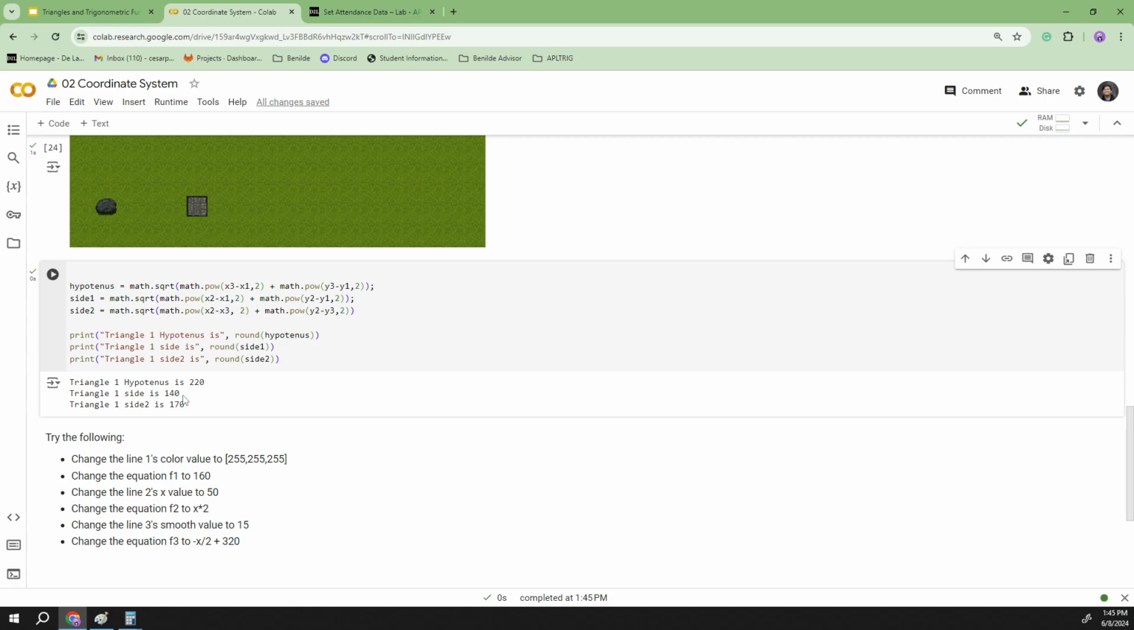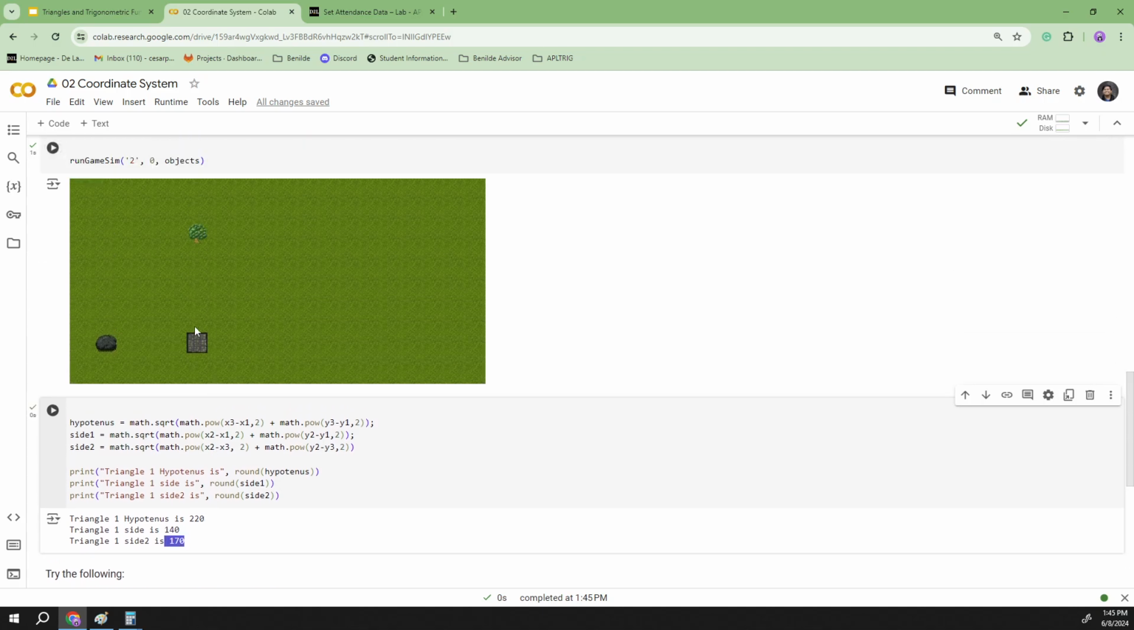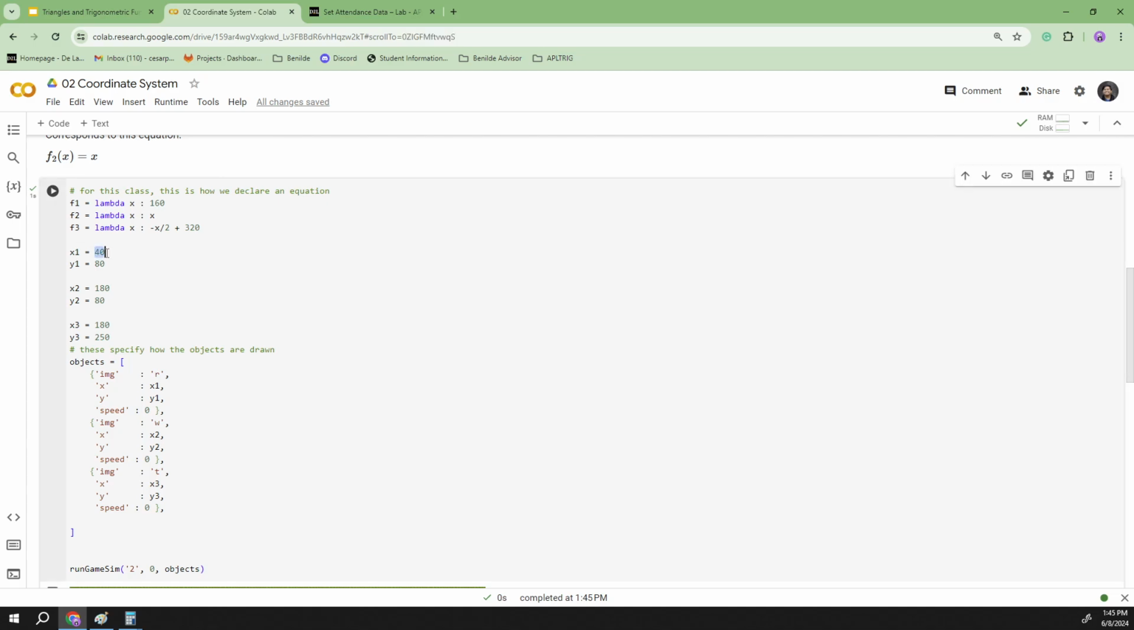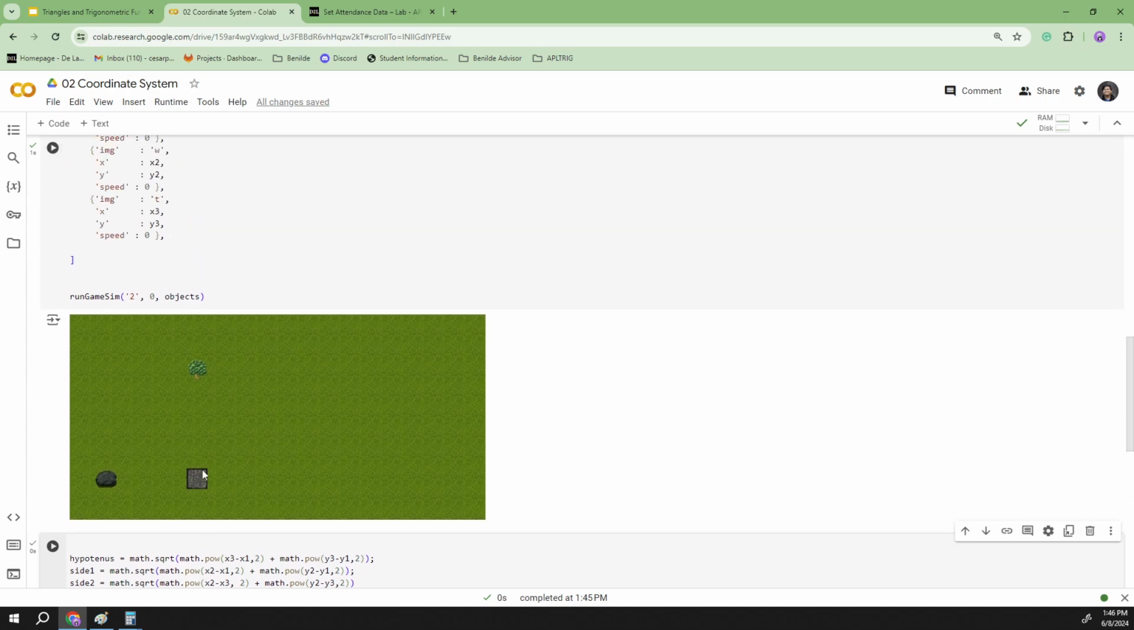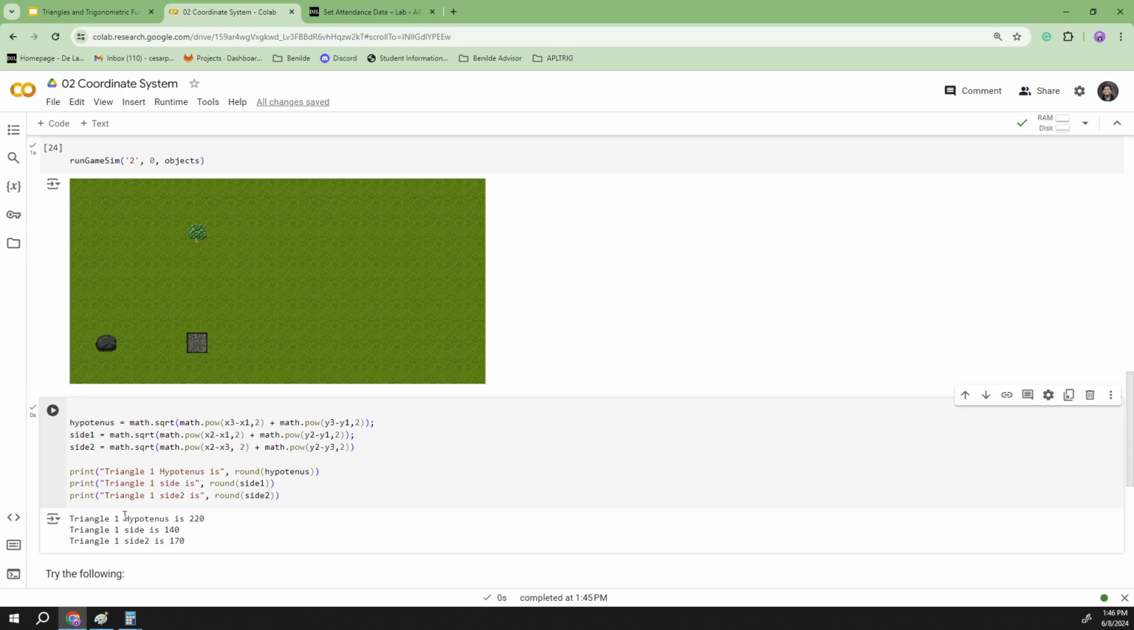So, the side is still 170 pa rin. Kasi ito yun. Pero ito, humaba siya, 140. So, if you check, 40 and 180 minus it, you have 140. So our hypotenuse will be 220, right? So this is quite useful if you want to get a distance from one point to another in a 2D plane using the distance formula, right? Where else can we use this?